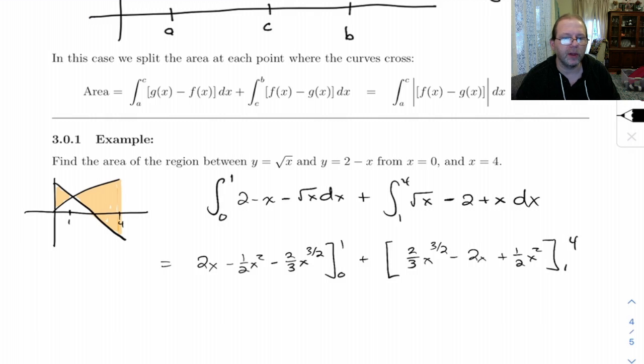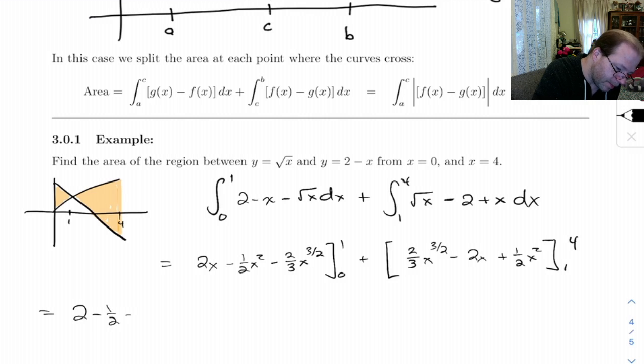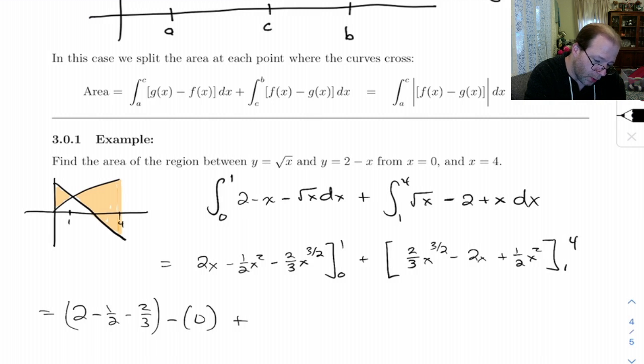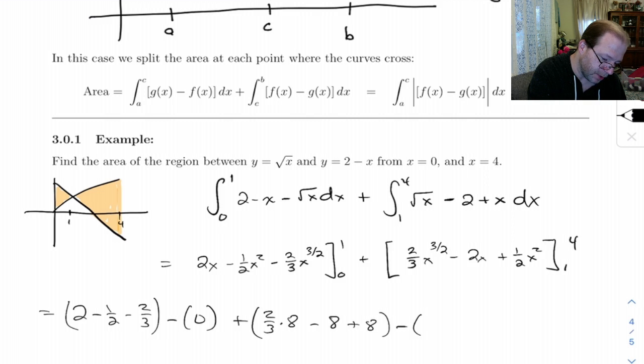So let's see, plugging in the 1, that's not too bad. You get 2 minus a half minus 2/3. Plugging in the 0 is easy, you get 0. Plugging in the 4, you get 2/3 of 4 to the 3 halves. That's 2/3 of 8. Minus 8 plus half of 4 squared, so that's plus 8. And then finally, plugging in the 1, you get 2/3 minus 2 plus a half.